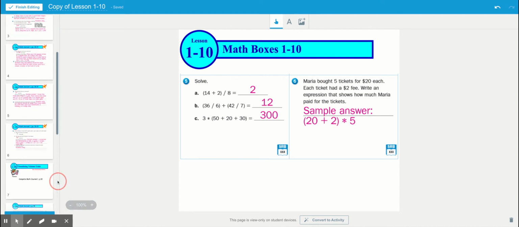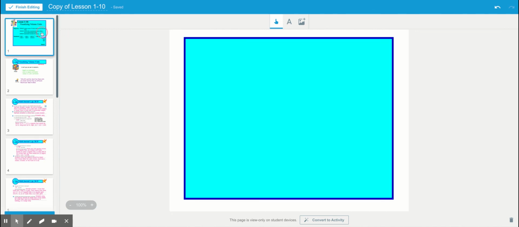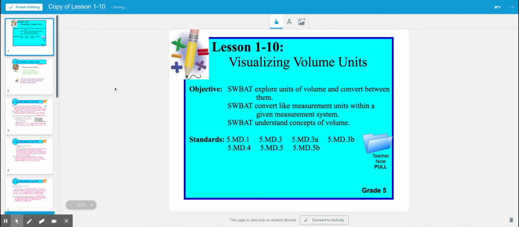Now that you have completed all of our work for today's lesson, you've completed your math boxes portion of your independent work. Check out the lesson 1.10 independent work, and don't forget to submit your assignments when you're completed.